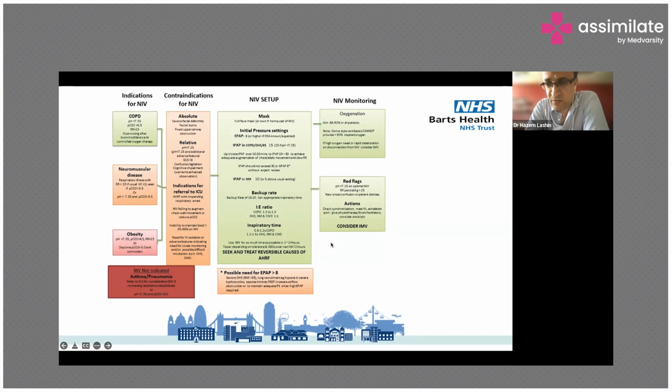Someone has put in the chat, why is NIV contraindicated in pneumonia? Because what we mentioned is that if a patient with pneumonia without underlying lung disease is retaining CO2, this is a very poor sign, and this means that the patient is very close to respiratory arrest, and putting them on NIV will only delay mechanical ventilation. This patient will be mechanically ventilated sooner or later, so it's better to intubate them early rather than late. And the later you wait, the more chance of failure or adverse events as you intubate them.